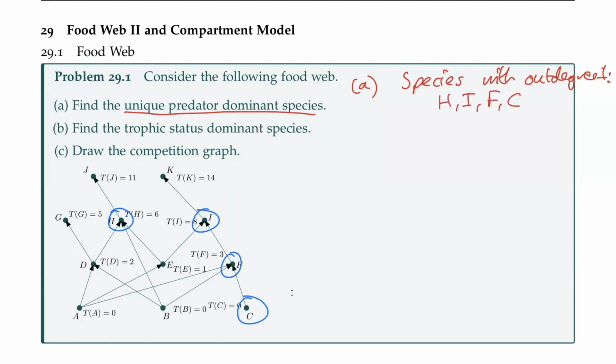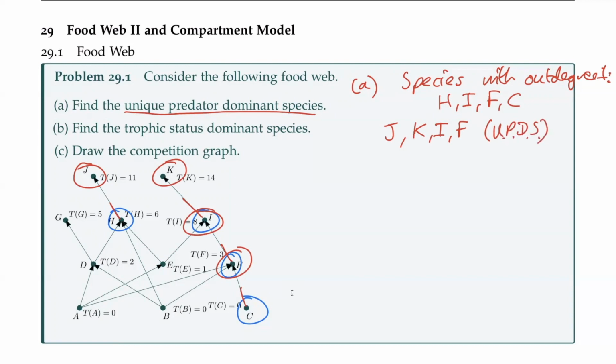So these 4 species, they have out degree 1 because they only have 1 arrow going out of them, which means that there is only 1 species that feeds on them. So to find the unique predator-dominant species, we just look at the species that are on the ends of these arrows. So in this case, we have J, K, I, and F. These are our unique predator-dominant species.